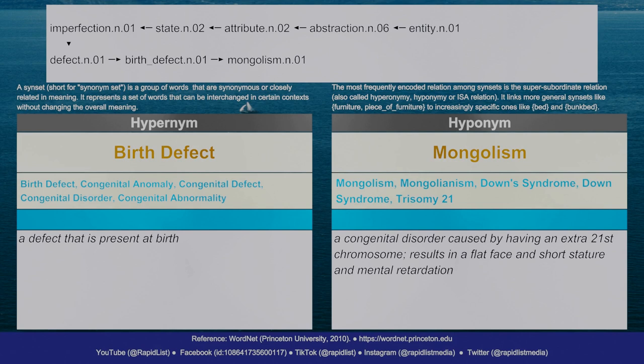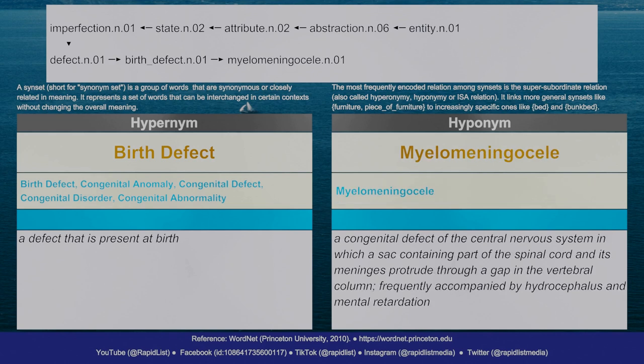Mongolism. A congenital disorder caused by having an extra 21st chromosome, results in a flat face and short stature and mental retardation. Myelomeningocele. A congenital defect of the central nervous system in which a sac containing part of the spinal cord and its meninges protrude through a gap in the vertebral column, frequently accompanied by hydrocephalus and mental retardation.